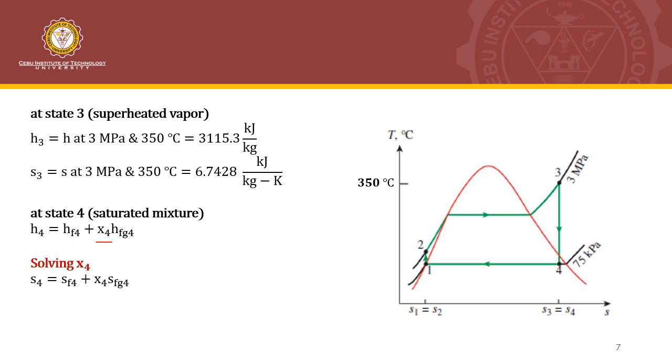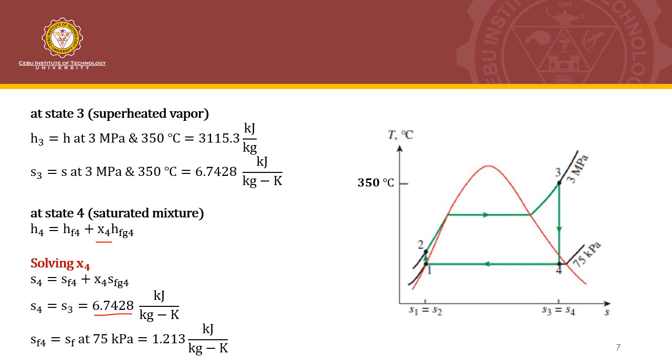But before we can solve that, this is where we will use the value of the entropy. By using the same relationship, but now in terms of entropy, we have S4 is equal to SF4 plus X4 multiplied by SFG4. We know that S4 is equal to S3, and we already have S3, and that is 6.7428.